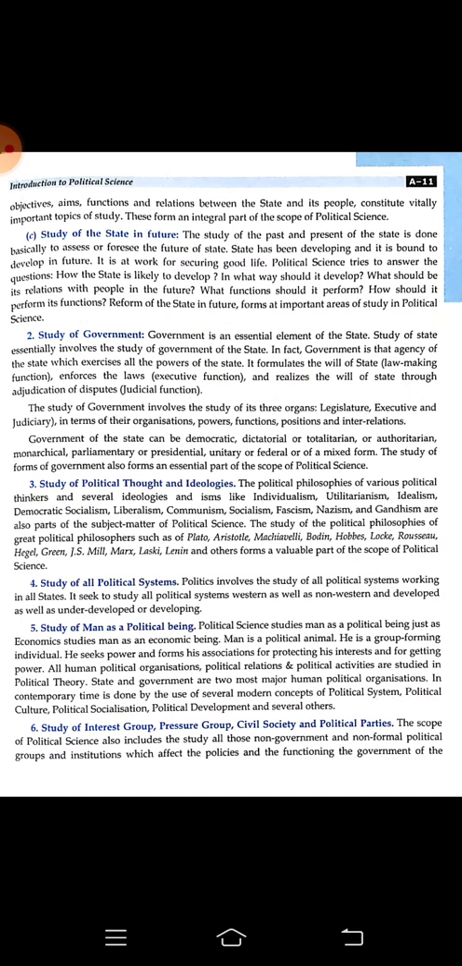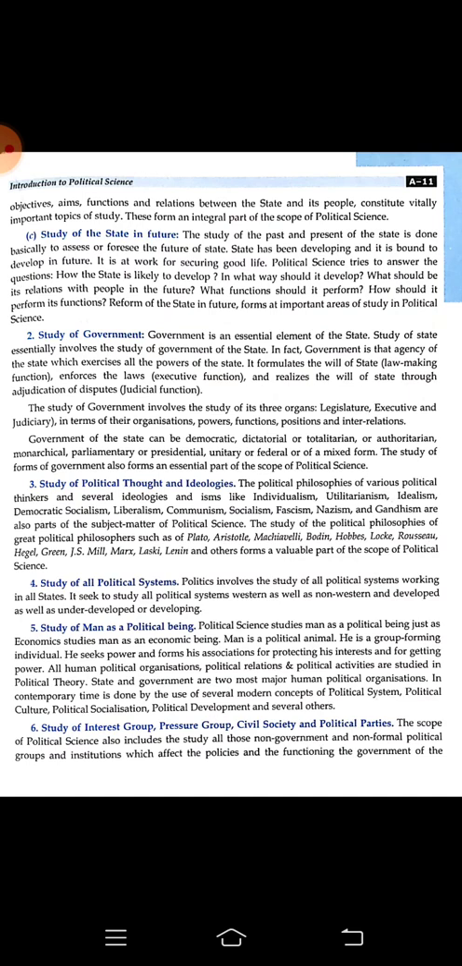A study of all political systems. Politics involves a study of all political systems working in all states. It seeks to study the political system, Western as well as non-Western, and developing as well as non-developing countries. Okay, so political science doesn't deal with only developed or underdeveloped countries. It deals with all the countries.